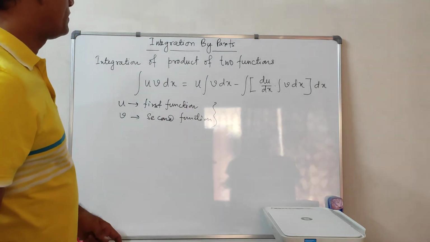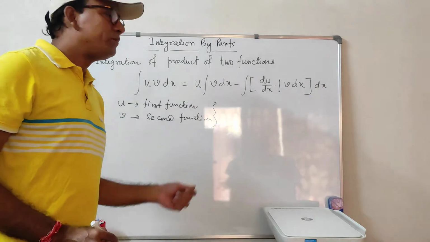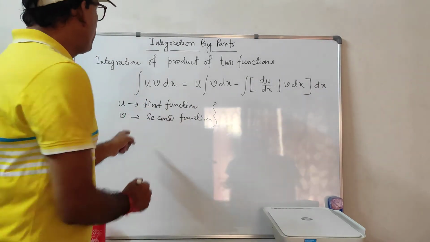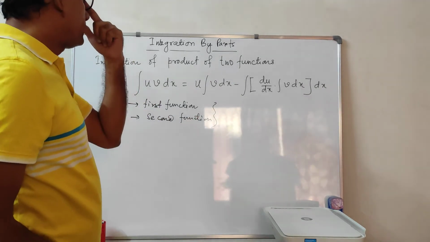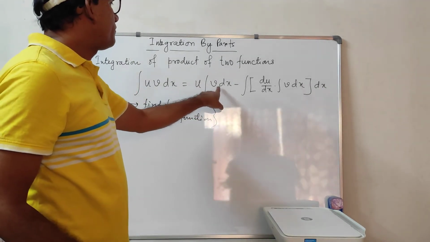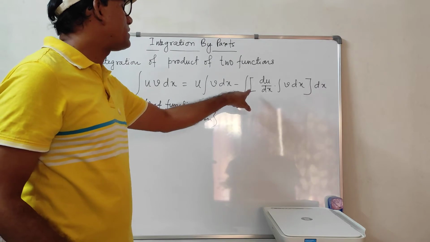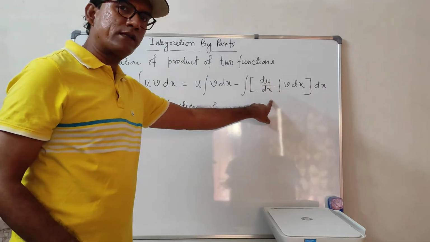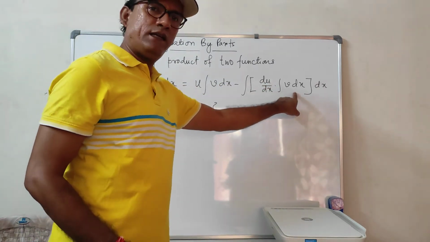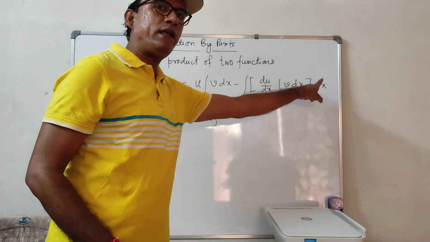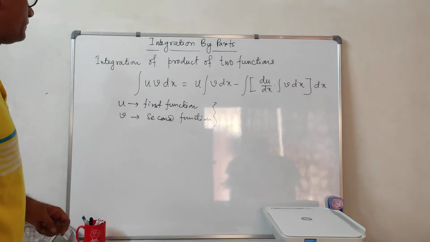First, see what the rule is. If you take u as the first function, then the rule is u integration v dx minus integration of the whole du/dx, that is the derivative of u with respect to x, into integration v dx, whole dx. This is the rule. Okay.